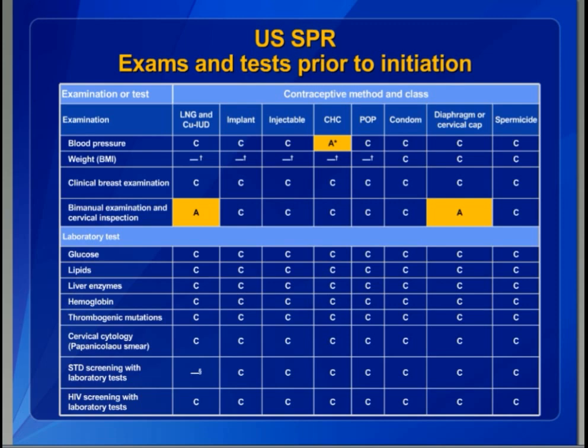This is an example of a chart in the SPR of recommendations for exams and tests prior to initiation of contraception. Down the left side, you can see a summary of potential exams and tests, and across the top are the various contraceptive methods. The only Class A recommendations, meaning essential and mandatory, are a blood pressure measurement prior to initiation of CHCs and a bimanual exam and cervical inspection prior to initiating an IUD.